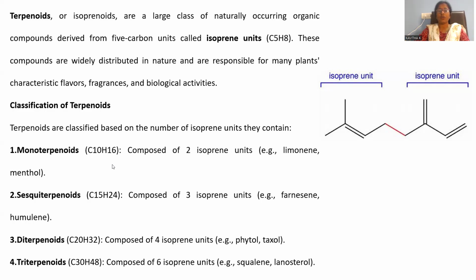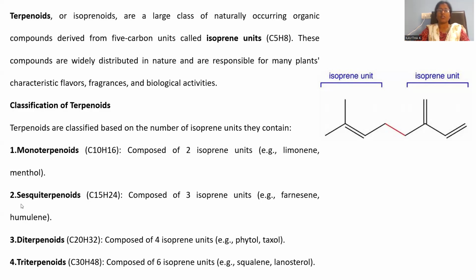When we combine two isoprene units, C10H16, the two isoprene units are the skeleton. The examples under this category will be limonene and menthol, right? So lemon oil we can say, and menthol, mint flavor. So mint plant everybody knows. Lemon and mint both are the most common examples. We can observe them daily.